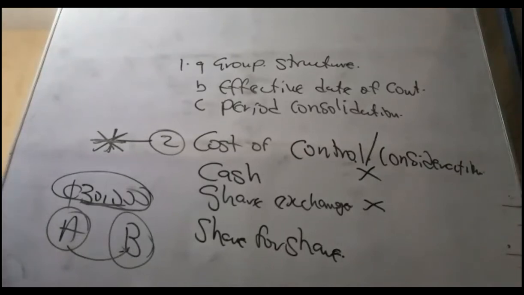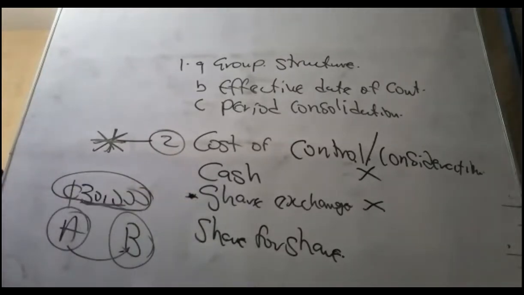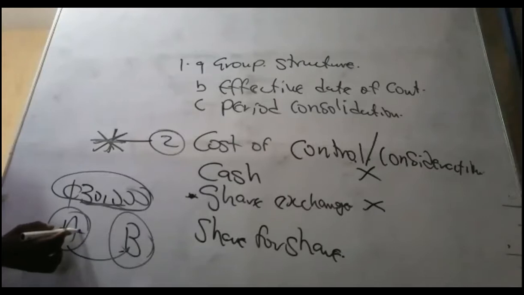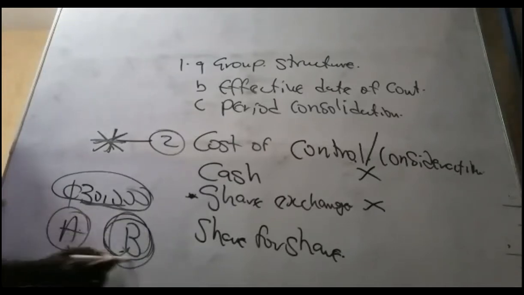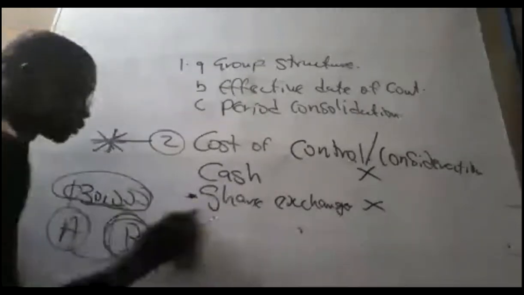We will take a full account of it and a critical look at it. So here the parent is giving the shares to the owners of B, the subsidiary company, to cater for the payment. That is the share for share or the share exchange. So you can acquire a subsidiary by giving physical cash, or part cash and part share exchange. Let's move on.